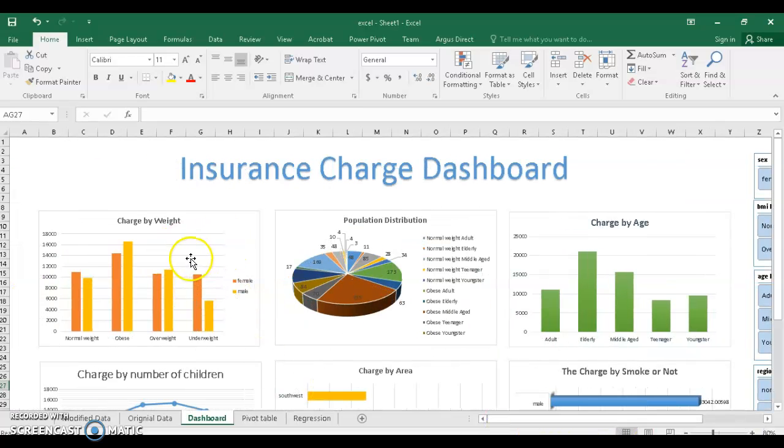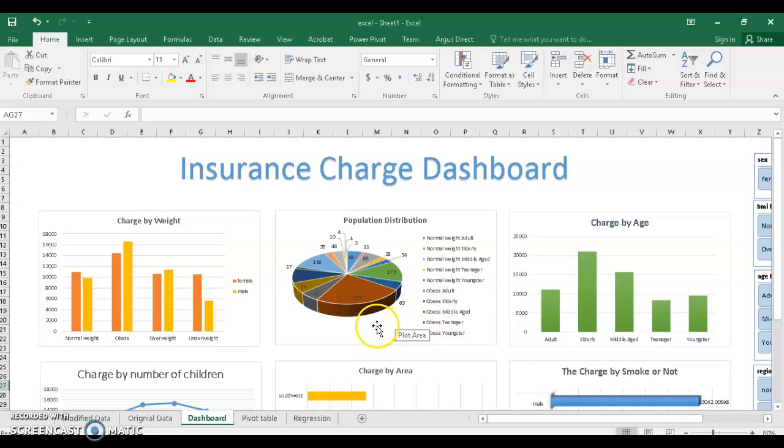So the first is about the charge by weight. We can clearly see that the people with obesity problems tend to have the highest charge, no matter whether they're female or male. Actually, when exploring the data set, I found that sex is not significantly related to the insurance cost.